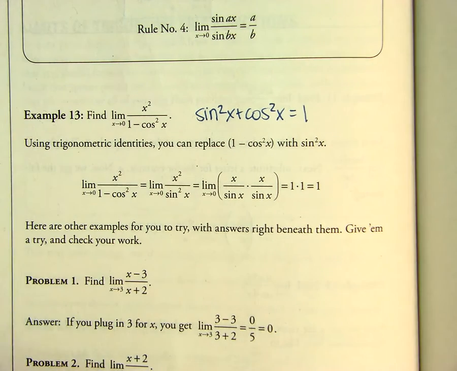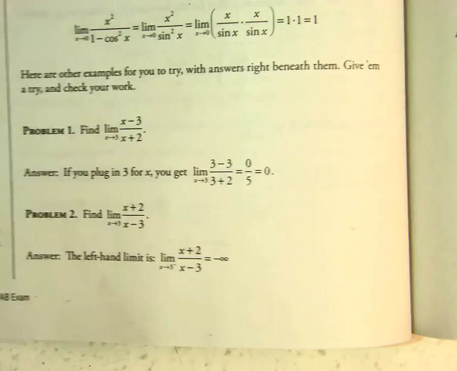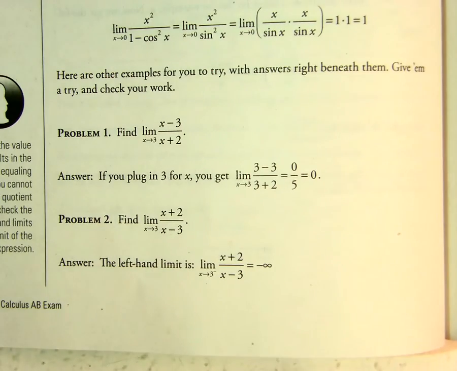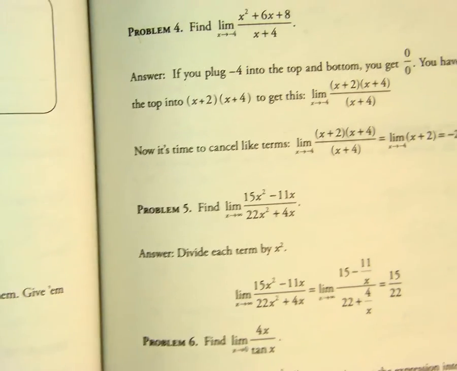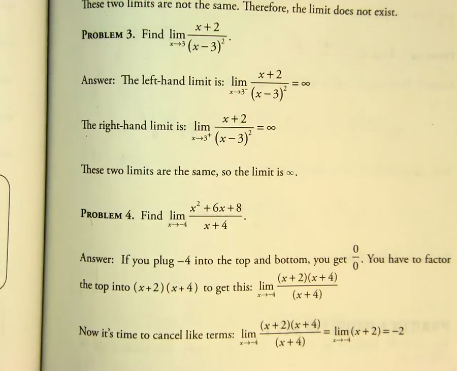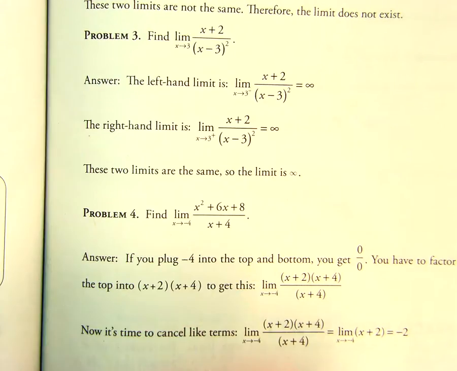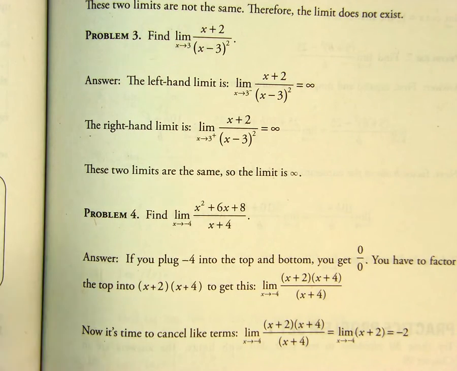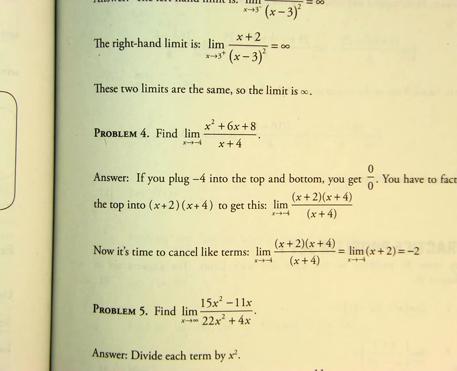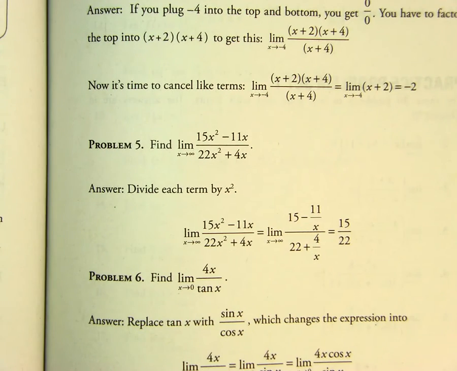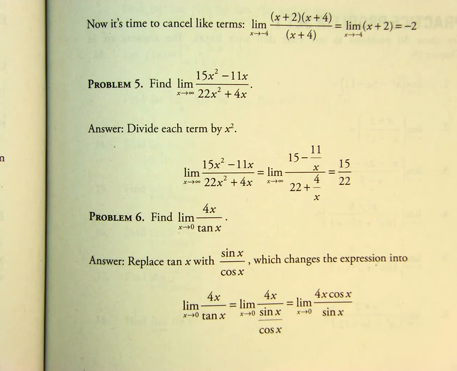Okay? So here's a couple of problems that you can try. The answers are there. So if you want to pause it and try it before you actually check your answers, okay. And then here's a couple more problems that you might want to try. So find the limit of x plus 2 all over x minus 3 quantity squared as x approaches 3. Try number 4. And here's 5 and 6.